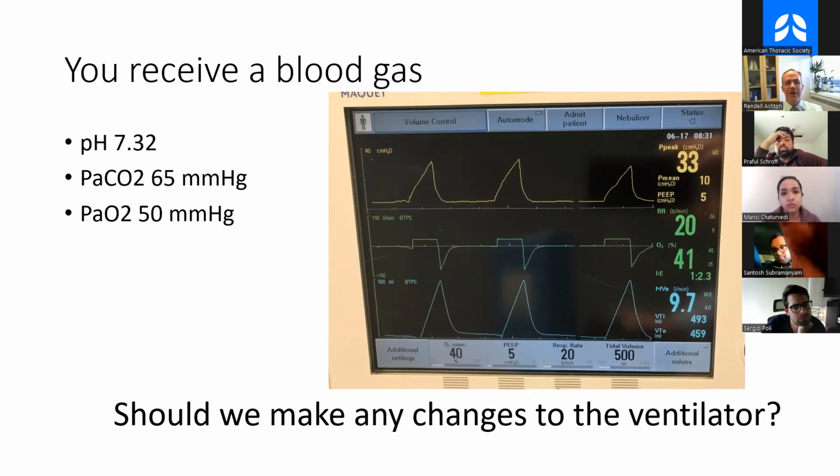PEEP is by far the most common and easiest way to change mean airway pressure, but there are other ways. So just tuck that away somewhere, and as you get into fancier modes, you will occasionally use other ways of increasing mean airway pressure. But for our purposes, PEEP and FiO2, perfect. So what would you want to do? Looking at those vent settings, would you want to change either the PEEP or the FiO2 or both? And how would you think about that?